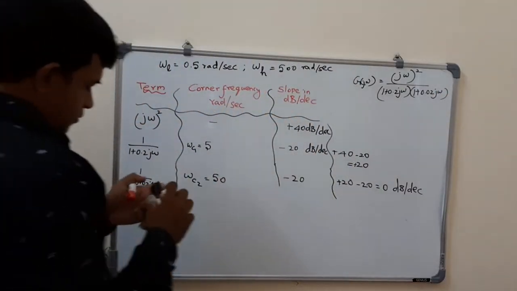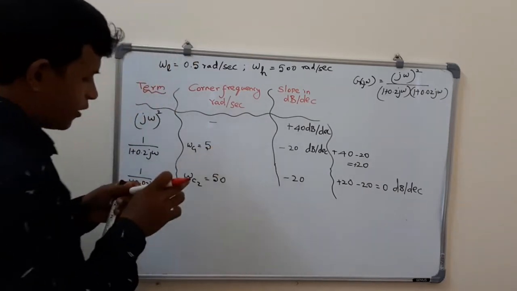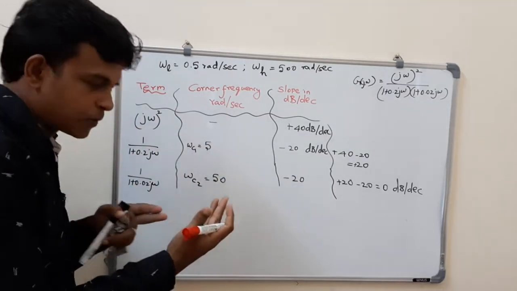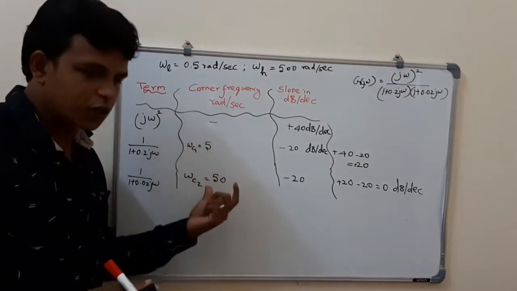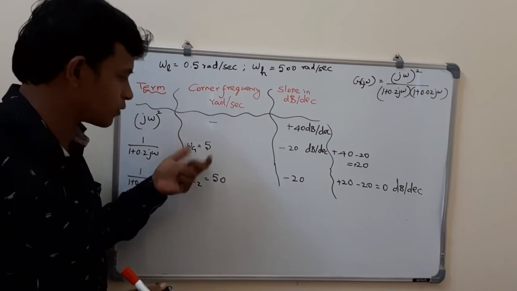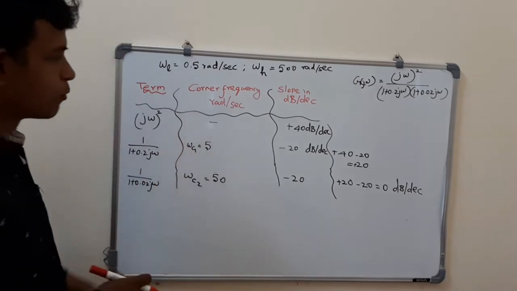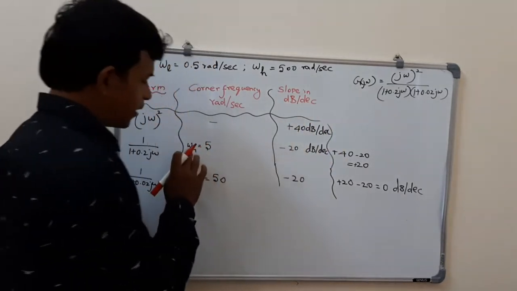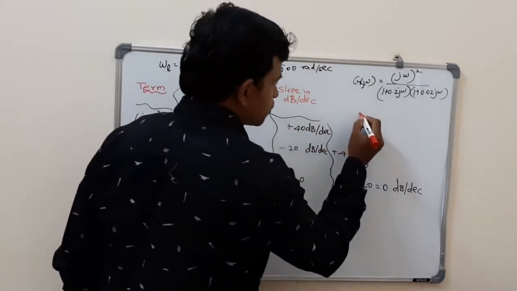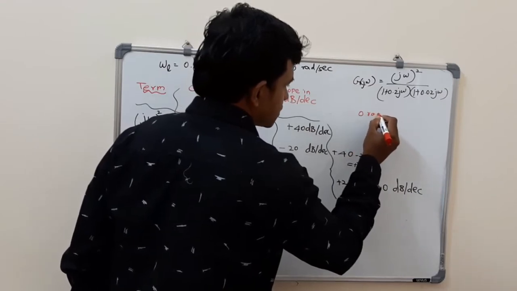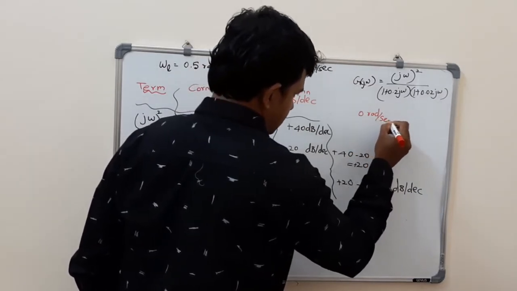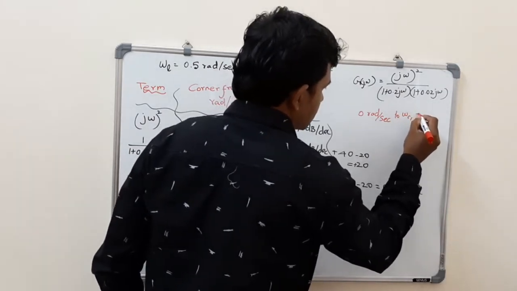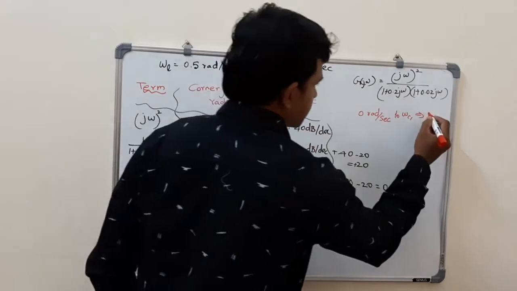Now, from the lowest frequency to the first corner frequency, from 0 radians per second, that is the lowest frequency, to omega c1, the first corner frequency, the slope is 40 decibel per decade.